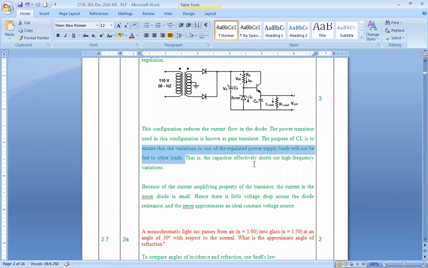So the capacitor effectively shorts out high frequency variations. Any high frequency variations can be nullified, can be cut off with the help of this capacitor, which is here. Because of the current amplifying property of the transistor that we are talking about, the current in the Zener diode is small. Hence there is little voltage drop across the diode resistance, and the Zener approximates an ideal constant voltage source.